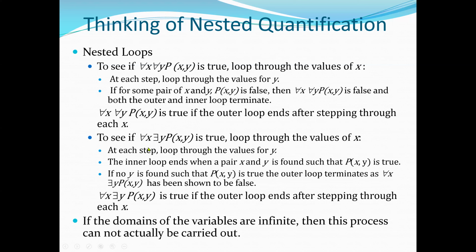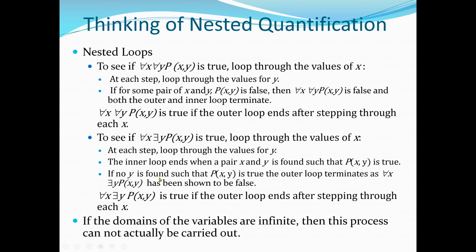Now to see if for all x and some y, P of x and y is true. You can see the previous meant all the x and all the y. Now, not all the y anymore, but some of the y is true. Then we need to look through the values of x again. But at each step, we look through the values for y. Now, the inner loop ends when the pair x and y is found such that P of x and y is true.